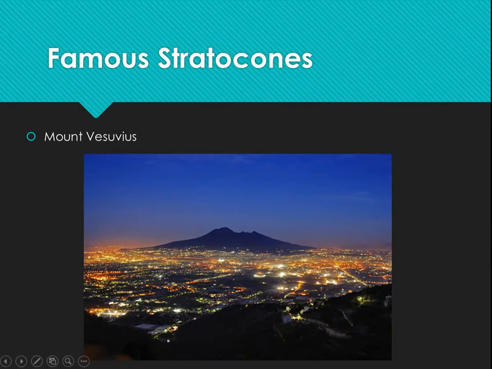And this is what the volcano looks like today. So this is basically Naples. There's between 2 and 3 million people who currently live along the base of Mount Vesuvius, and this is considered to be the most dangerous volcano in all of Europe.